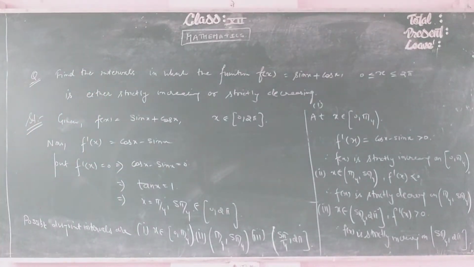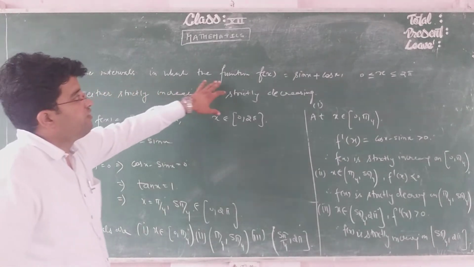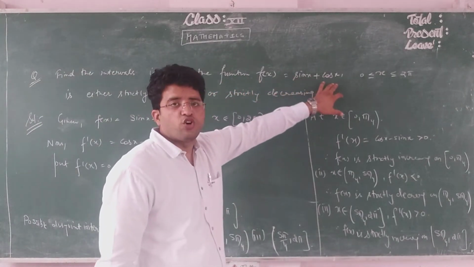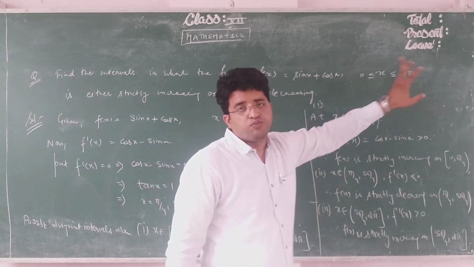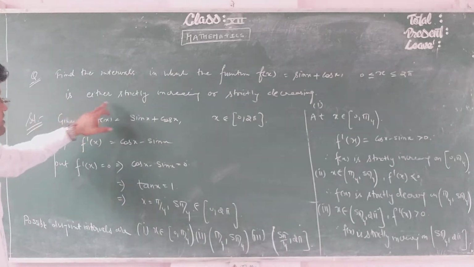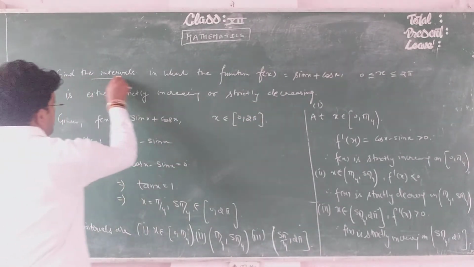So what is the next problem? Let us find the intervals in which the function f(x) equals sin x plus cos x, with the condition on x that 0 is less than or equal to x, which is less than or equal to 2 pi, is either strictly increasing or strictly decreasing. Means we have to find the intervals.